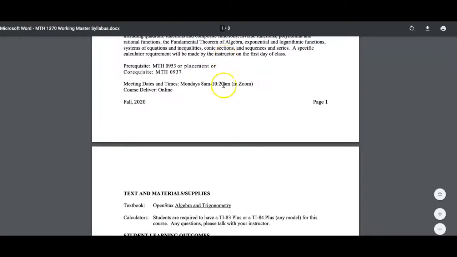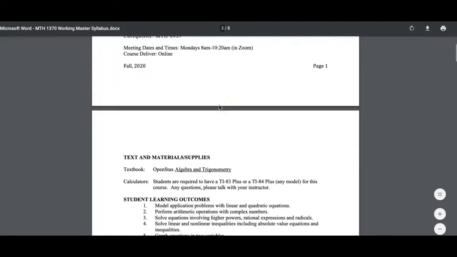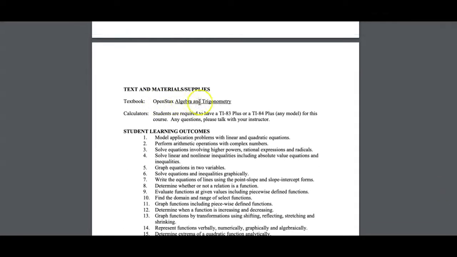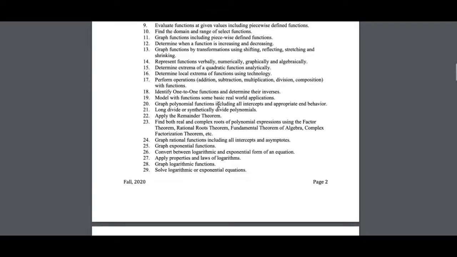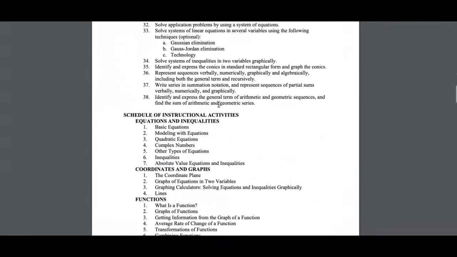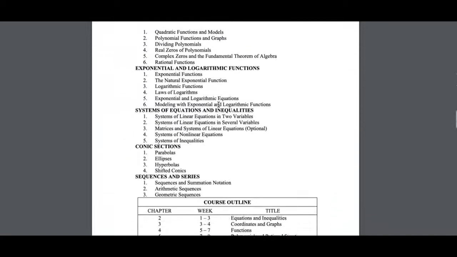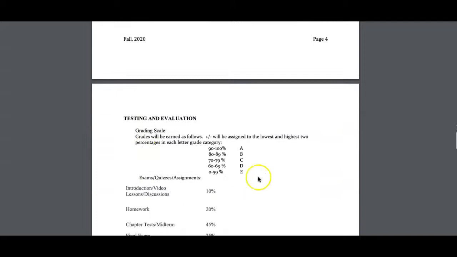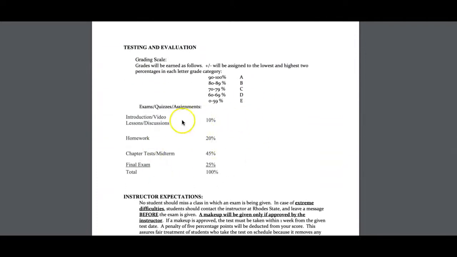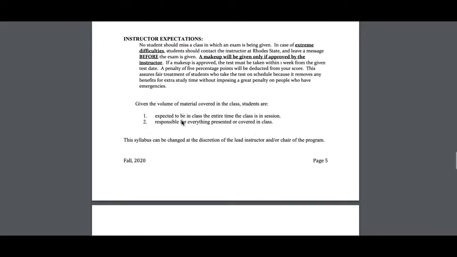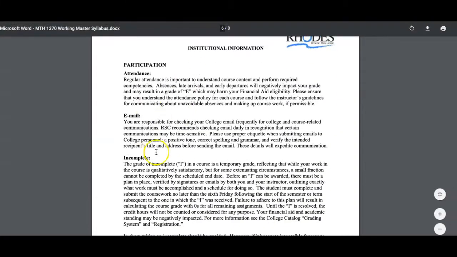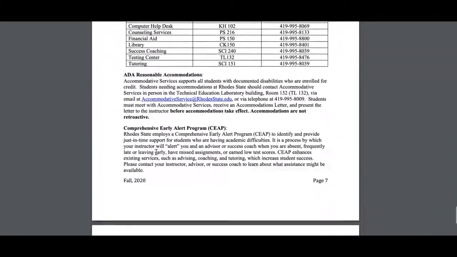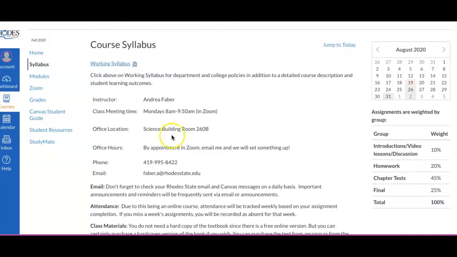Oops, this should be 9:50, 8 to 9:50 on Mondays. Our textbook is the OpenStax textbook. And here's the student learning outcomes. And then if you scroll down, there's a general guideline course outline. The grading scale, as we talked about, the percentage distribution, and then some institutional policies at the college. So I encourage you to review that before you do the syllabus quiz.